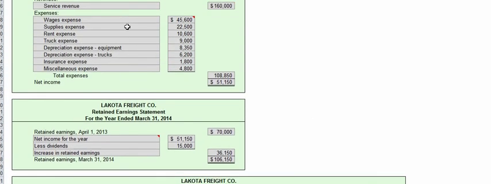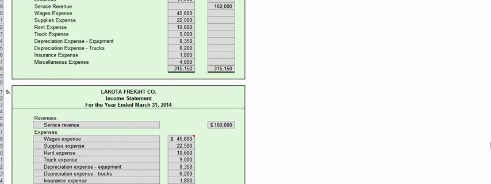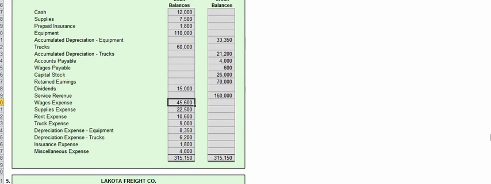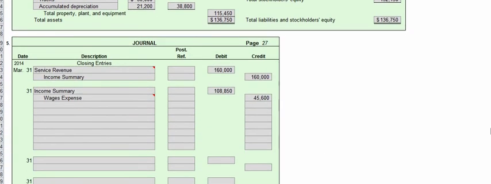Then we'll credit supplies expense for $22,500. You see why? They have debit balances, you guys, and we want to zero them out, so we're going to have to credit them for the amount of their balance. Supplies expense has a debit balance for $22,500, so to make it zero, we're going to have to credit supplies expense for $22,500.